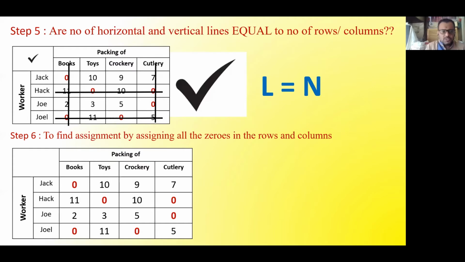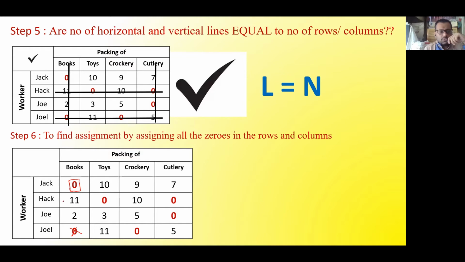So in the first row, if I can see, there is only 1 zero. This 1 zero means Jack is only to be assigned to books if we want the minimum time. So what I will do, I will assign this person. Now, as books is assigned to Jack, can it be assigned to any other person? No, sir, it cannot. So I will make a cross mark here because books is already assigned.